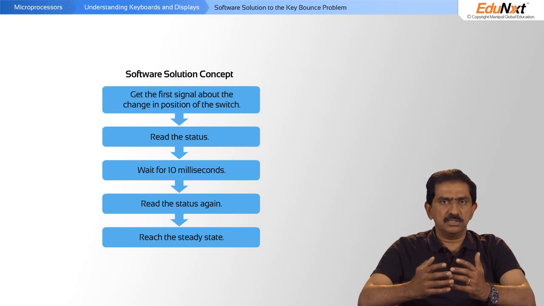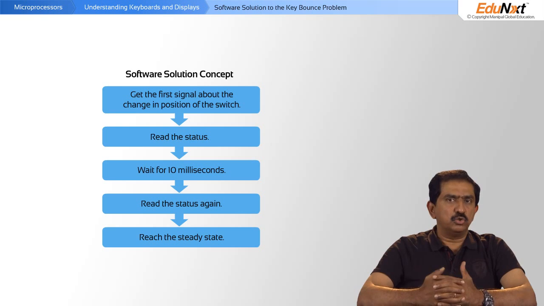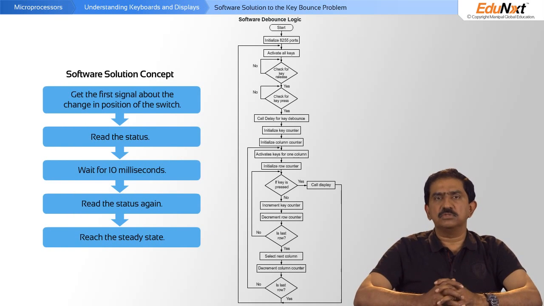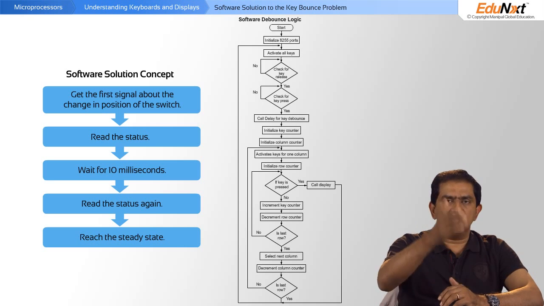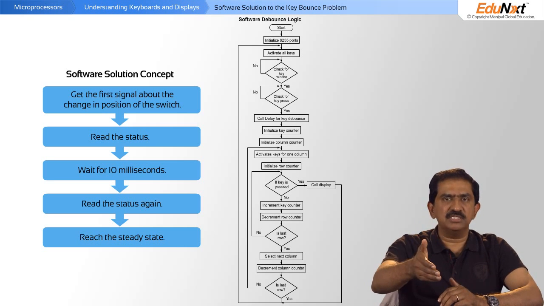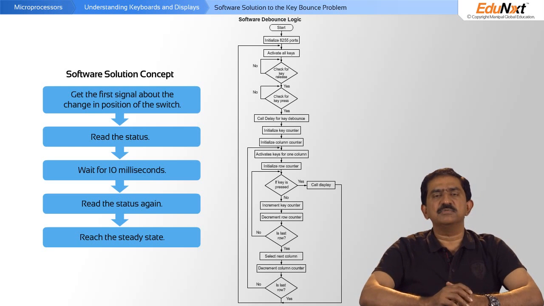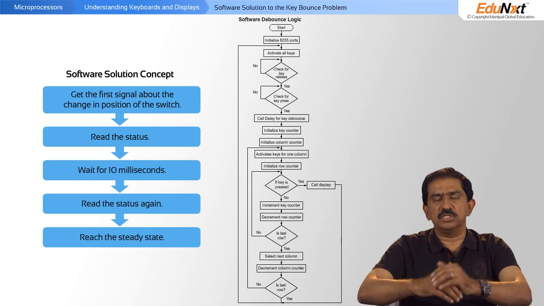Very simple software solution to a debouncing problem. You'll see the flow chart of this all over the place. I mean, very simple, right? So check the first signal, wait for 10 milliseconds, 12 milliseconds, and then read the same signal again. And if it matches, you know that the switch has changed state. Typically, this is how debouncing happens, either through a hardware logic or through a small piece of software code.